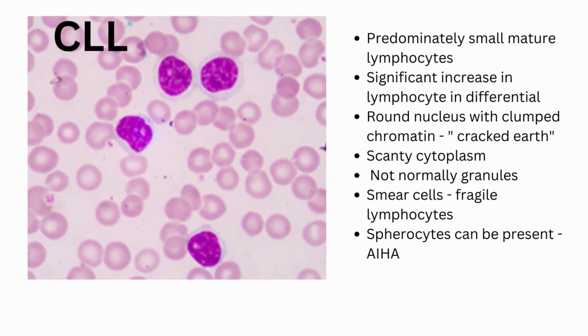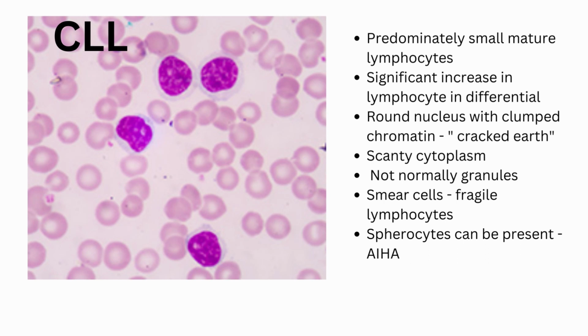Hi everyone, in this video I'm going to go through the morphology of chronic lymphocytic leukemia, or CLL. CLL is a lymphoproliferative disorder, so it's predominantly small mature lymphocytes that you see on film. There is a significant increase in the lymphocyte count relative to the other cell lines.